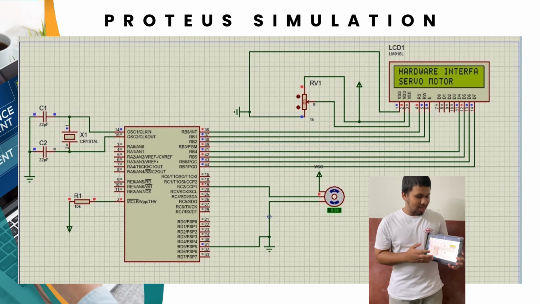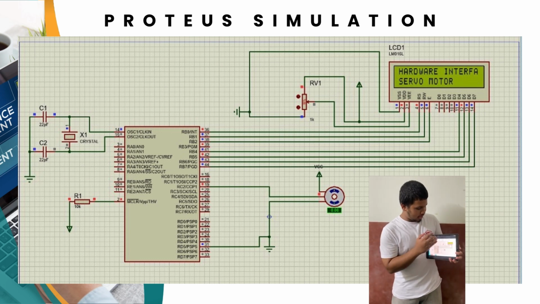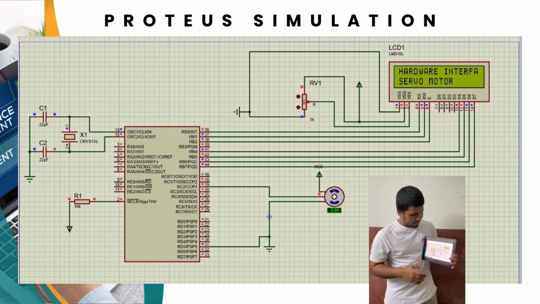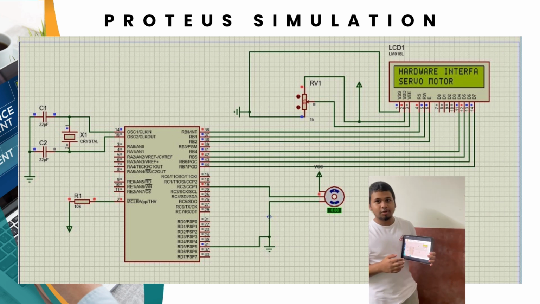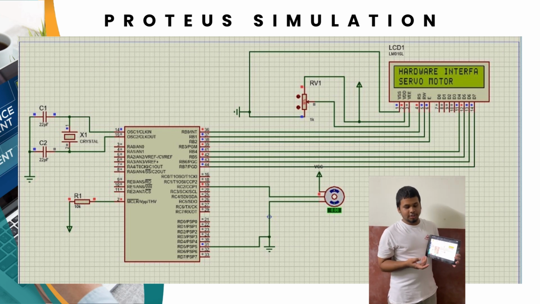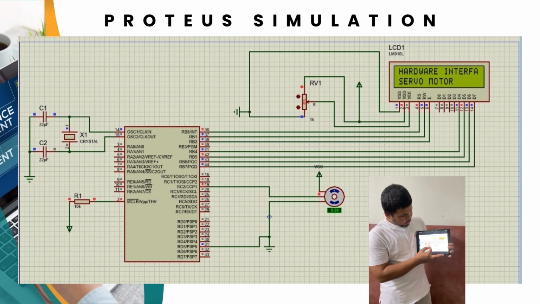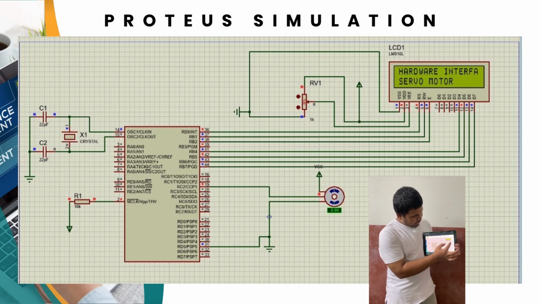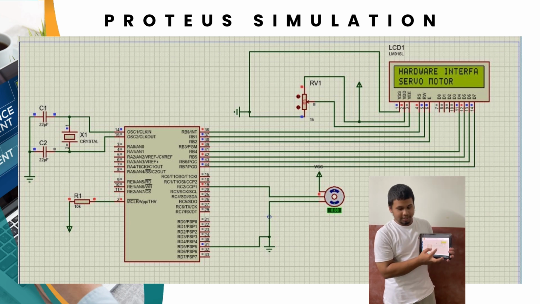As you can see now, I'm presenting the Proteus simulation. For the Proteus simulation, we'll be following the flowchart I presented before. Basically, once the power is turned on, we will first have hardware interface servo motor. That is our first position at 0 degrees.